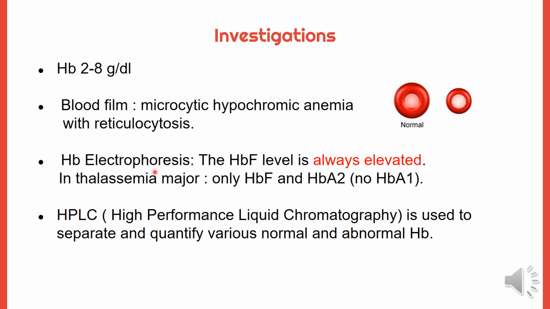HB electrophoresis, the HbF level is always elevated in those patients. And in thalassemia major, there is only HbF and HbA2. There is no HbA1. HPLC, high-performance liquid chromatography, is used to separate and quantify various normal and abnormal hemoglobin.